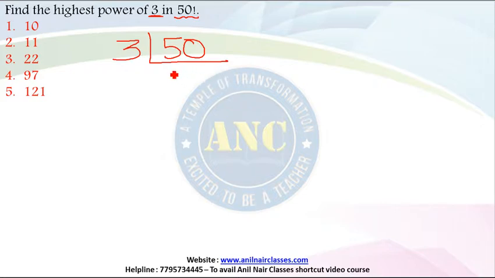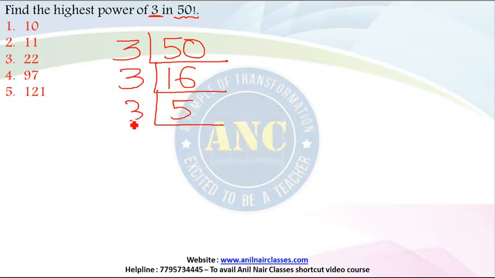Keep on dividing. 3 into 16 is 48. It can be divided 16 times. 3 into 5 is 15. 3 into 1 is 3. Add all these values.